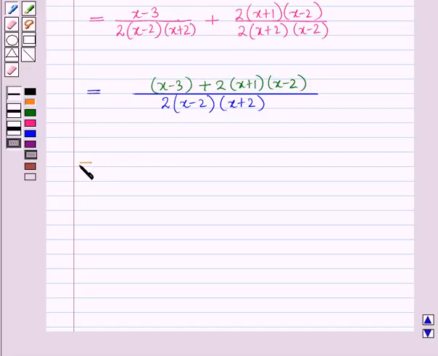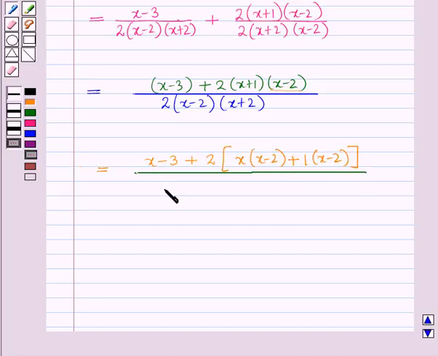And further this is equal to, now in the numerator we will open the brackets and it will be x minus 3 plus 2 into, now here a binomial is multiplied by a binomial. So this will be 2 into x into (x minus 2) the whole plus 1 into (x minus 2) the whole, whole upon 2 into (x minus 2) the whole into (x plus 2) the whole.